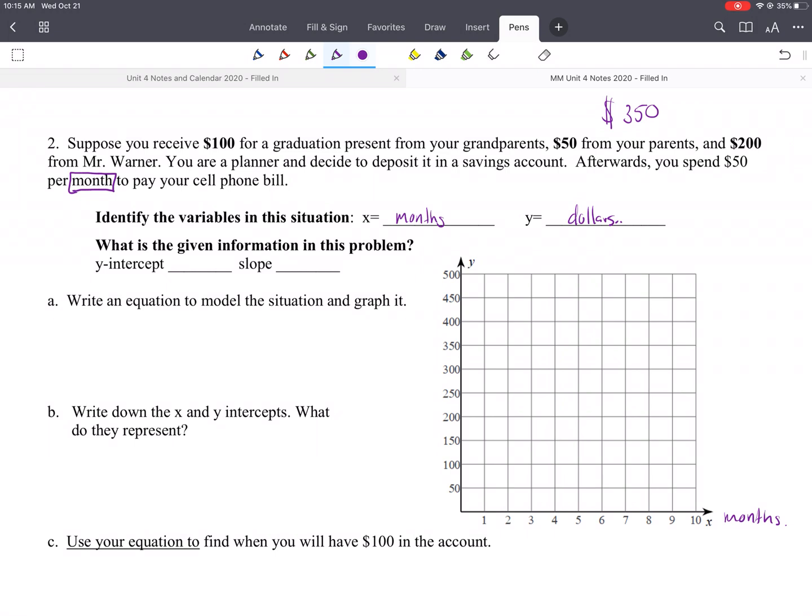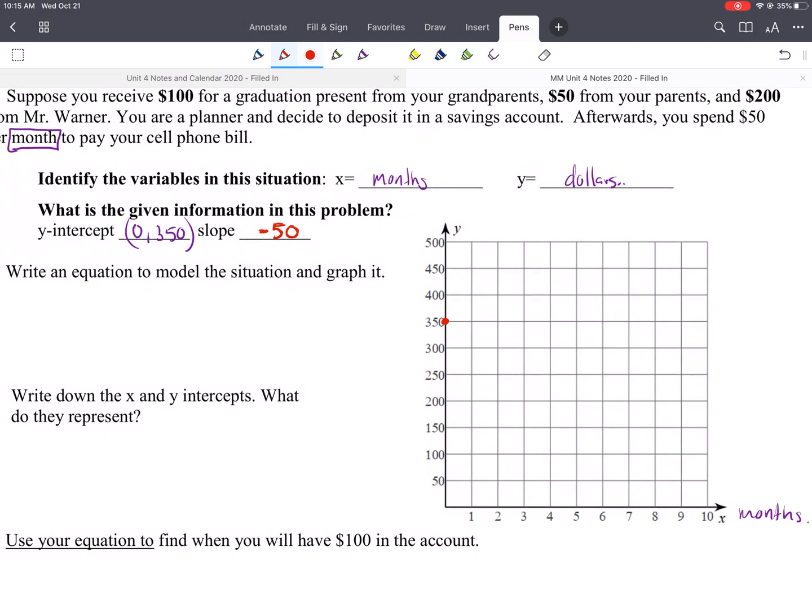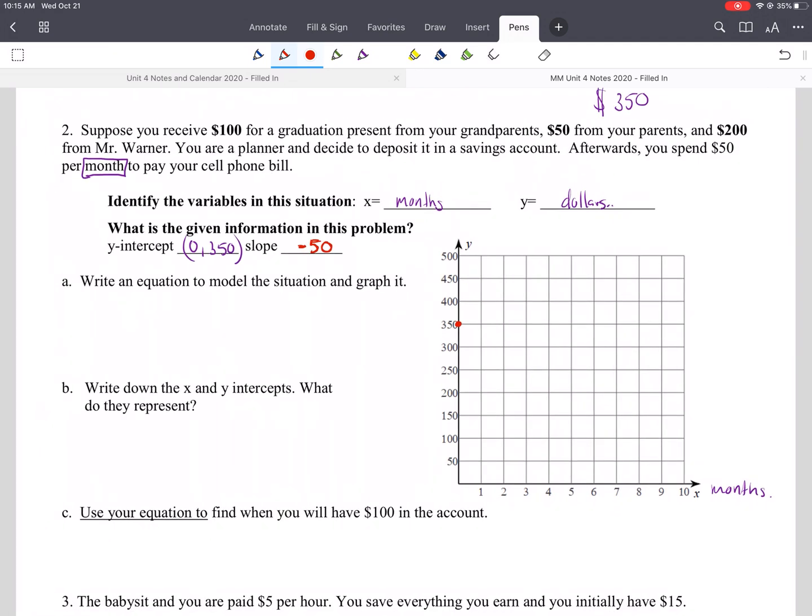The y-intercept would be the initial value, which would be 0, 350. So let's plot that. And then the slope says $50. And we're spending it, so we're losing that money. So negative 50. If you were saving $50 more a month, then it'd be a positive slope. All right, so write an equation that models that.